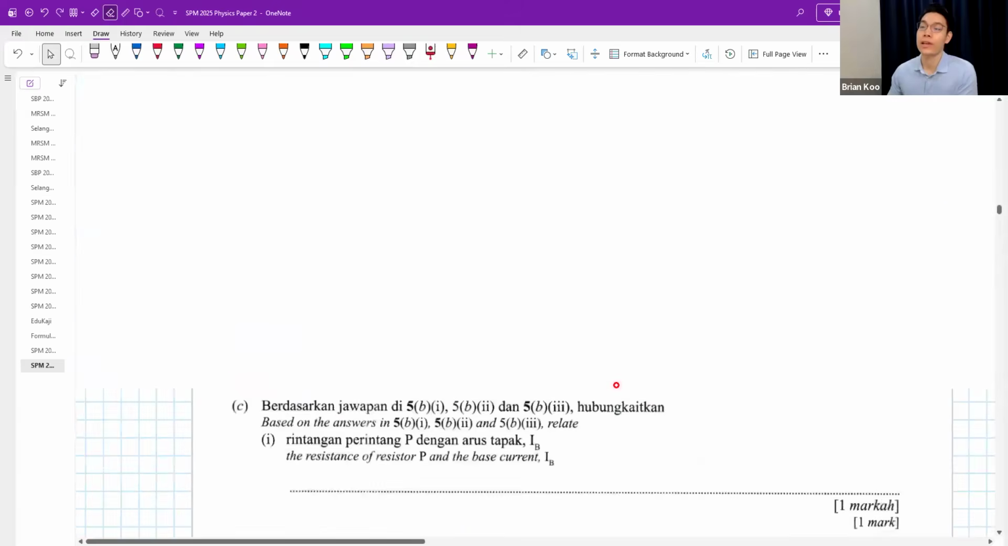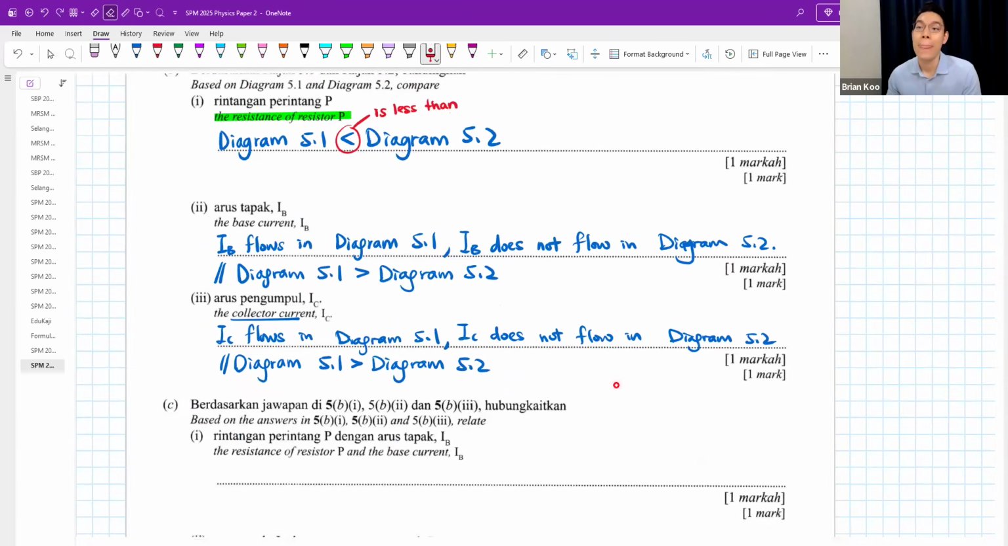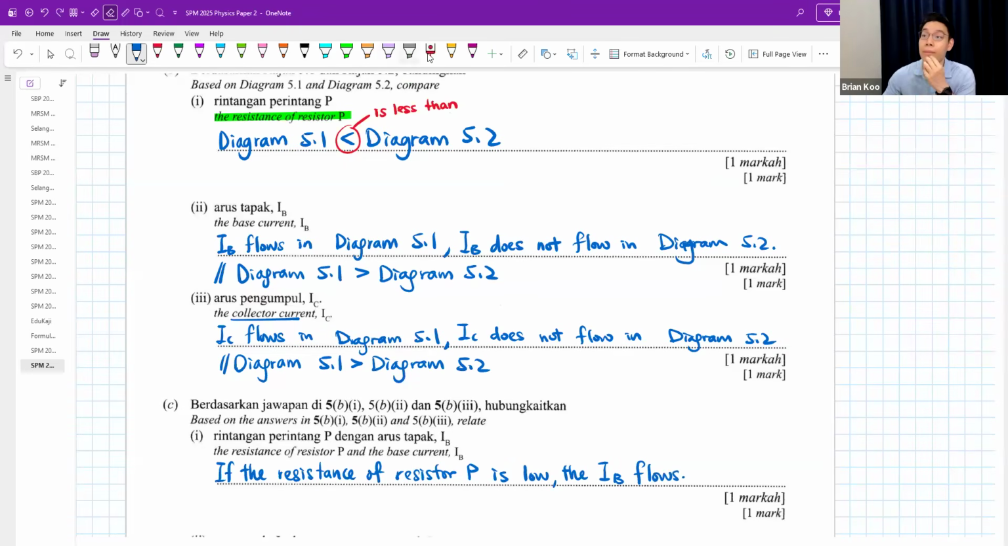Or you can use this to help you to write it out. Resistance of P in diagram 1 is lower, then base current will flow. Okay, you can write something like this: if the resistance of resistor P is low, lower also can, then base current flows. If it's lower, base current will flow.